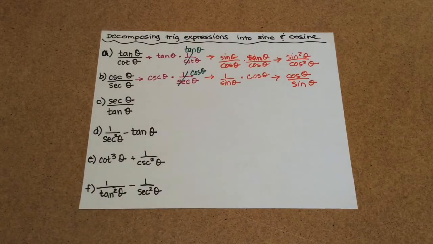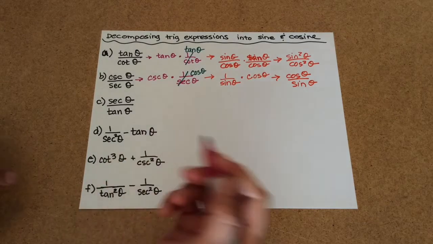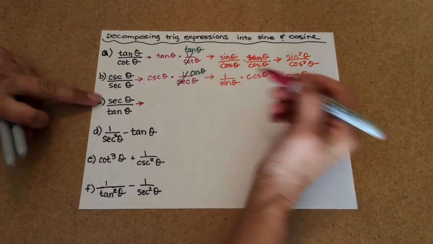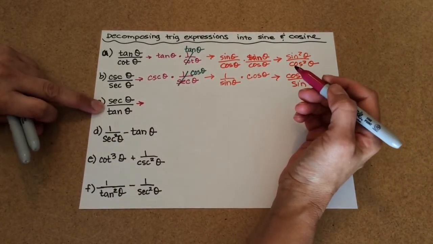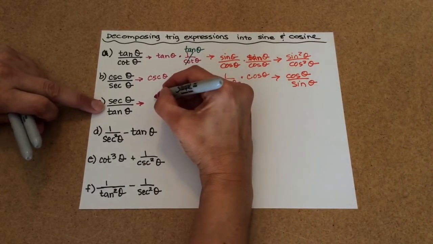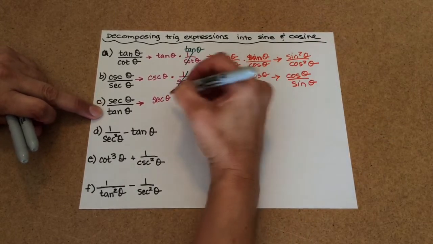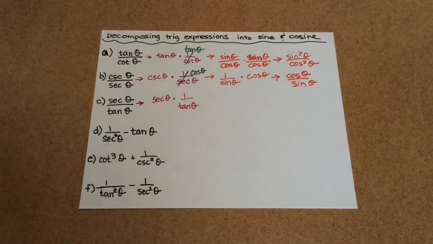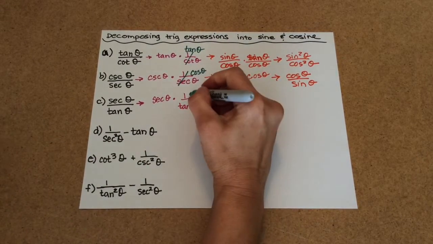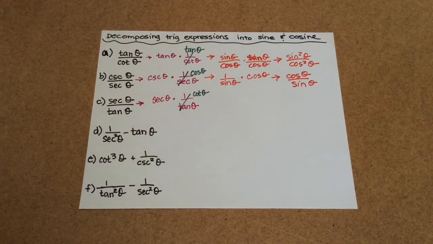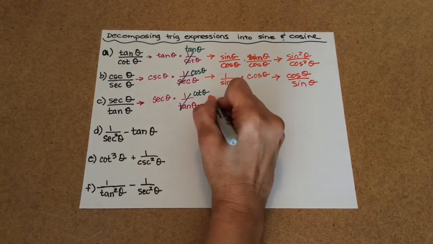Okay, let's try one more. And if you want to pause and try it on your own, you should do that. Okay, so maybe you tried it on your own. Let's see what you came up with. So separating these two different trig expressions, we have secant of theta times 1 over tangent of theta. And I'm going to address the reciprocal. The reciprocal of tangent is cotangent of theta. Okay, and now let's continue.